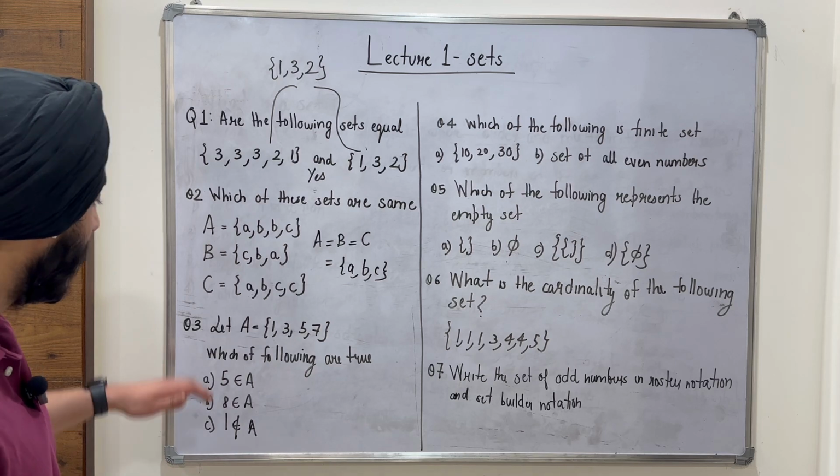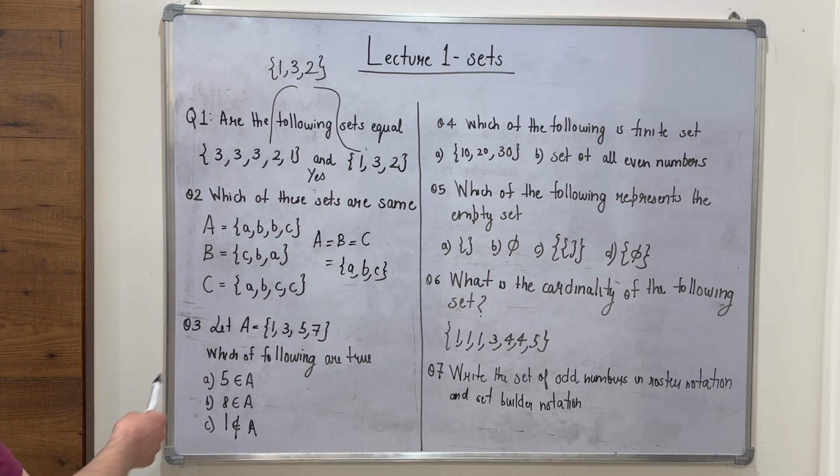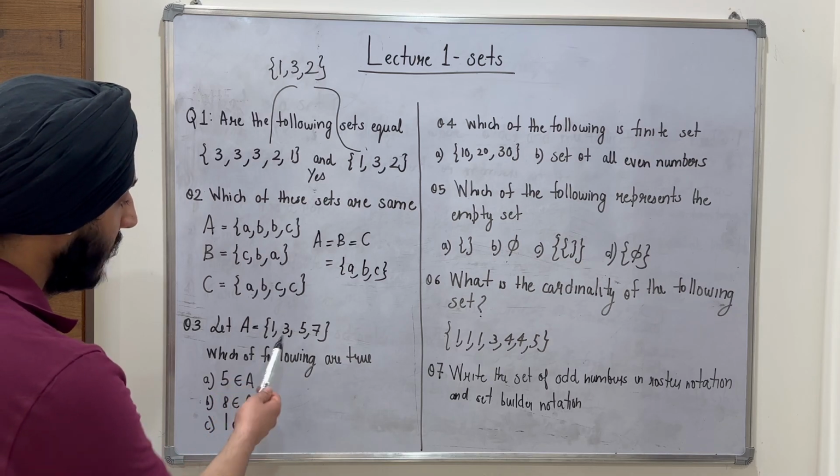Moving on, let's try to understand question number 3. It says, let A be the set which contains the elements 1, 3, 5, and 7.